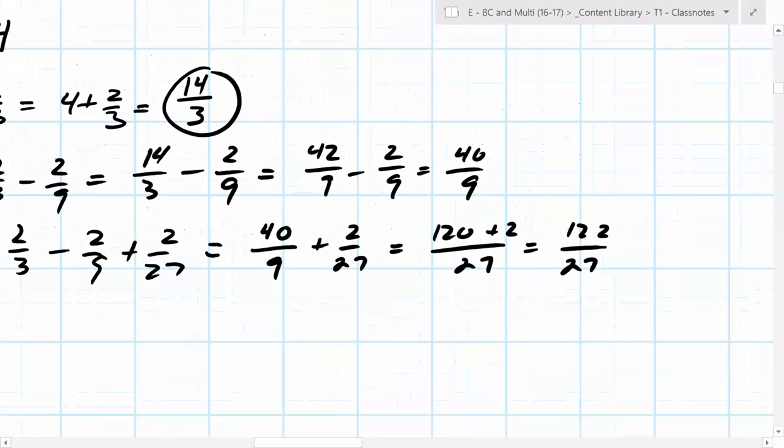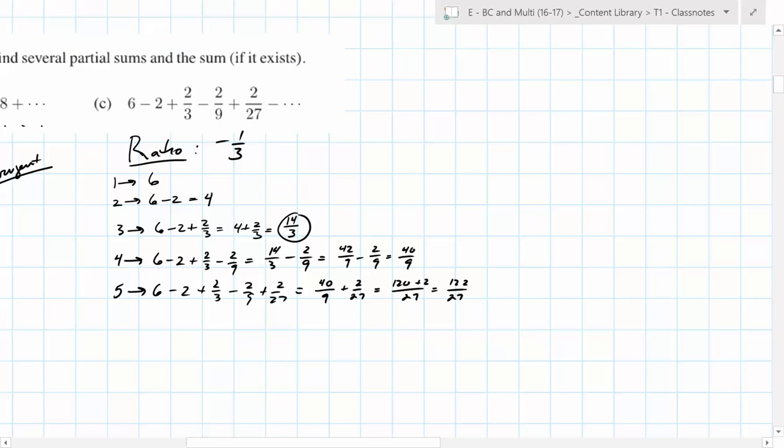Over 27. So if we wanted to get an idea of what this is approaching, what could we do? We could look at the sequence of partial sums. So what is the sequence of partial sums going to be on this? It's going to be 6, then what? 4. Then 14 over 3, then 40 over 9, and then what?